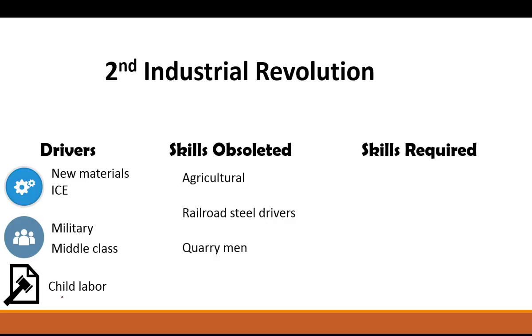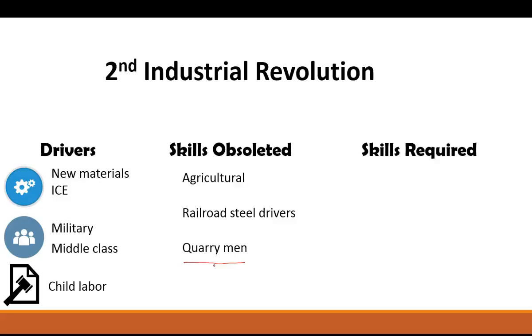Some of the skills were again becoming more obsolete. A lot of these are things like agriculture. The railroad system changed quite a bit, and nobody hears about jobs such as quarrymen. People actually go out and cut stone. So a lot of things were eliminated or just obsoleted because of this second industrial revolution.